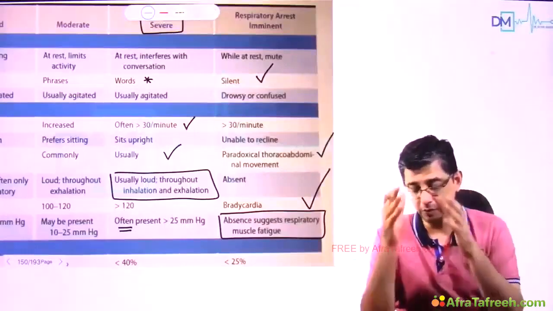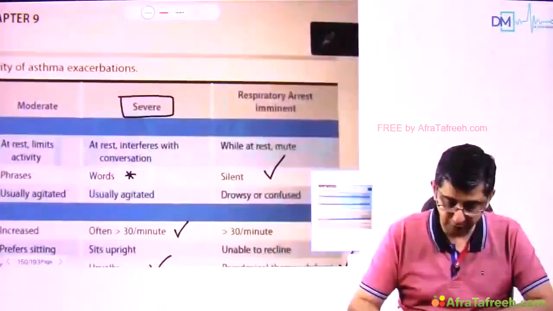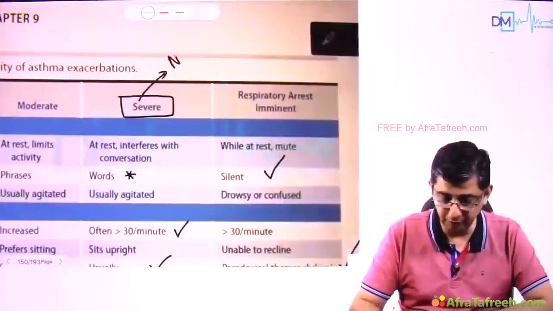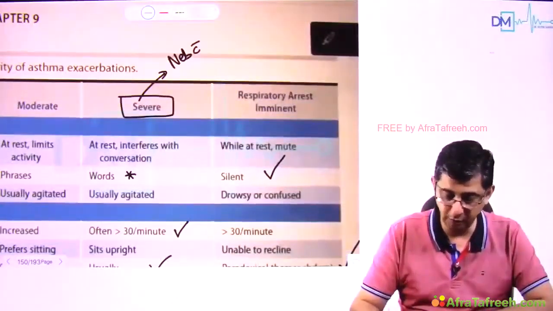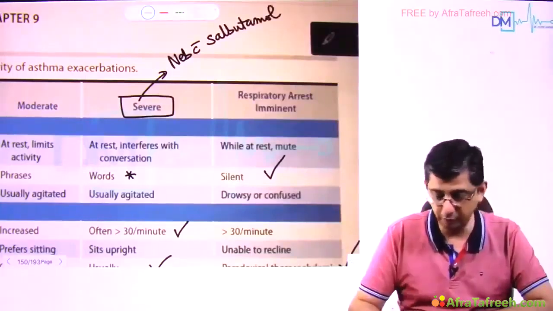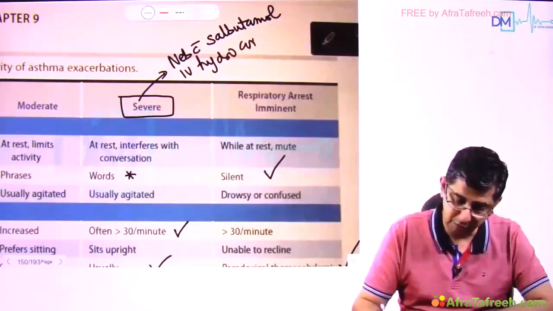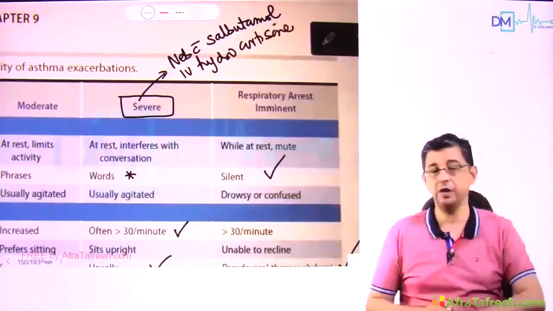Those are features of imminent respiratory arrest. For severe acute asthma in a patient, you obviously have to admit the patient and you have to do nebulization with salbutamol. You will also have to give ipratropium bromide. You will have to give IV hydrocortisone to the patient, that is to suppress phospholipase A2 activity in the patient.